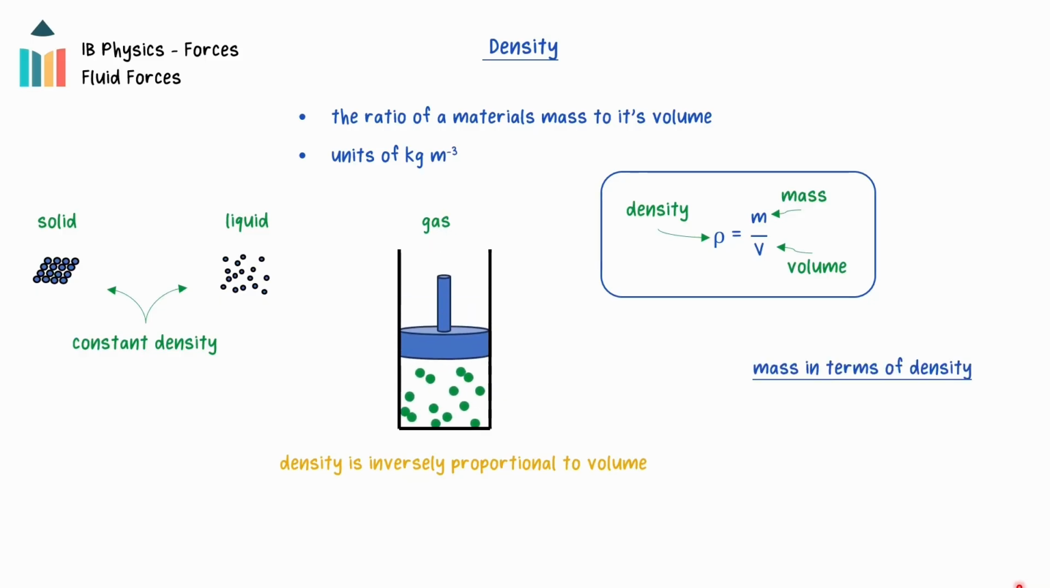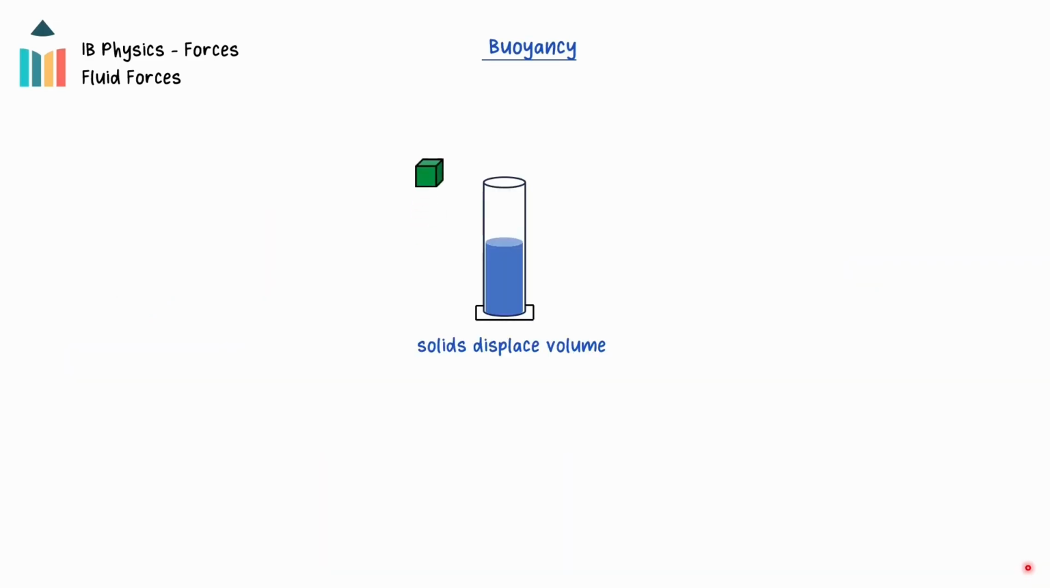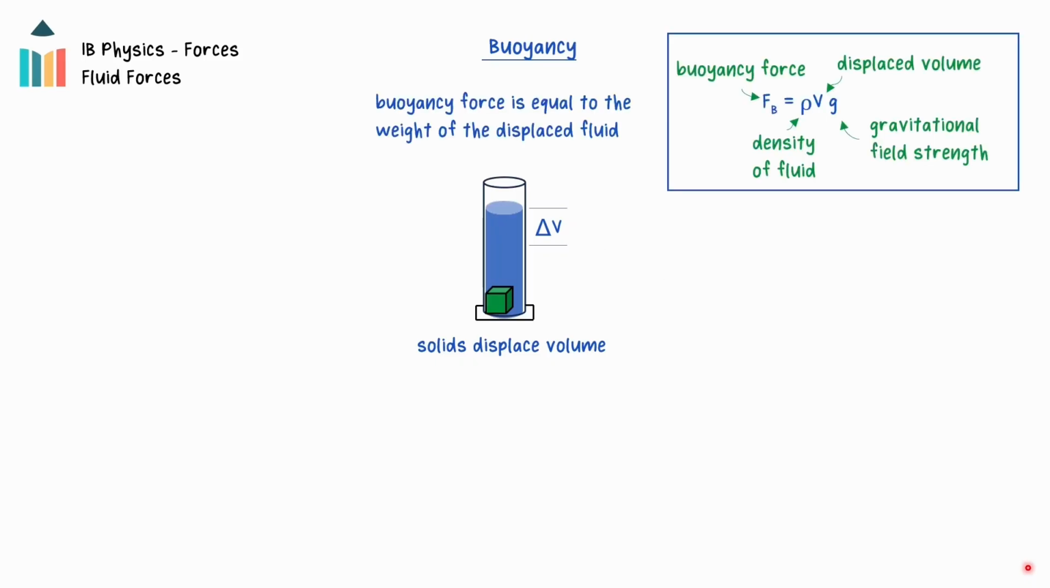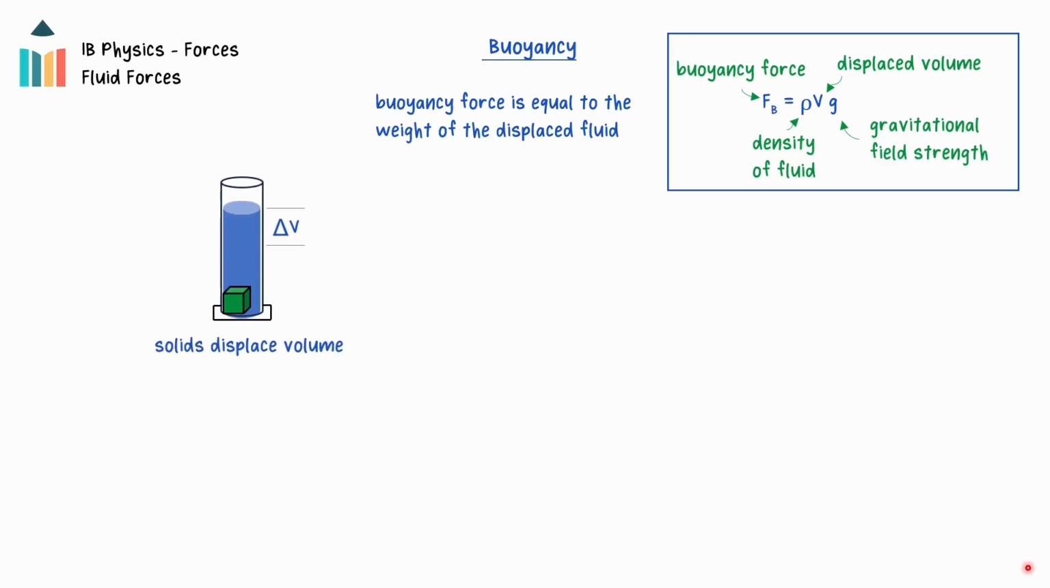The mass of a substance can be found by rearranging the density equation. Mass is equal to the density times the volume. This is a helpful expression when working with fluids. An object in a fluid will displace a certain volume of the fluid. For irregularly shaped objects, this is a way of measuring their volume. If we submerge an object in a fluid, the displaced volume of the fluid will equal the volume of the object. Buoyancy is a force that acts on objects in a fluid.